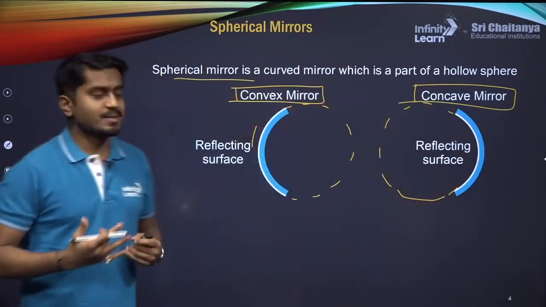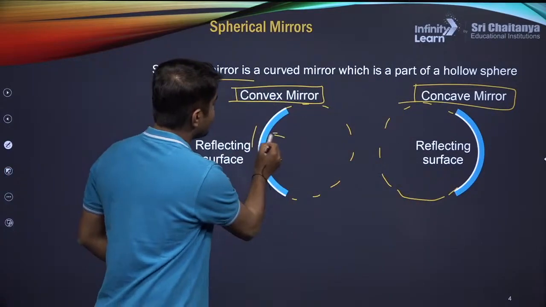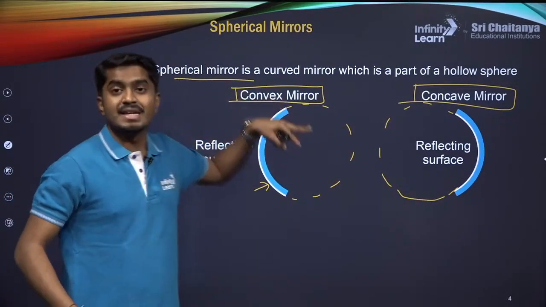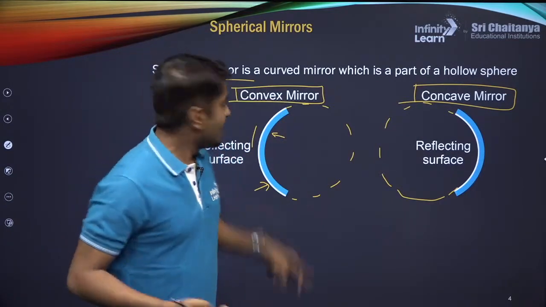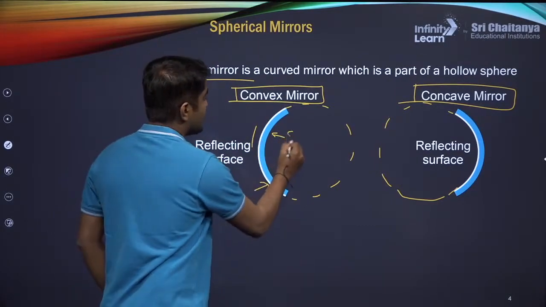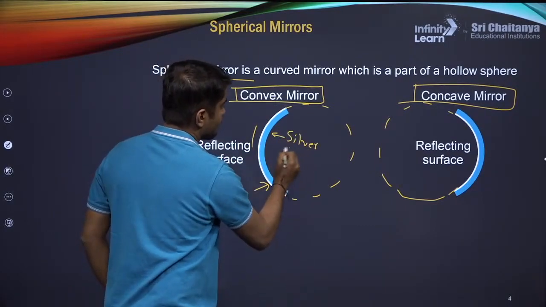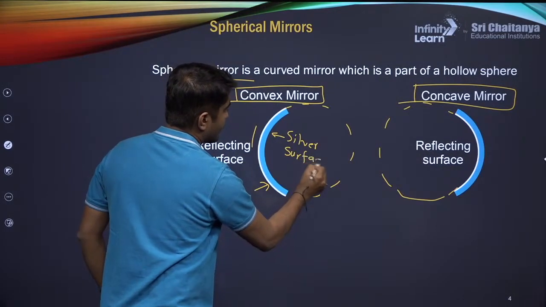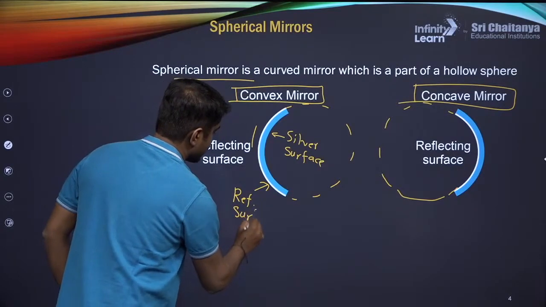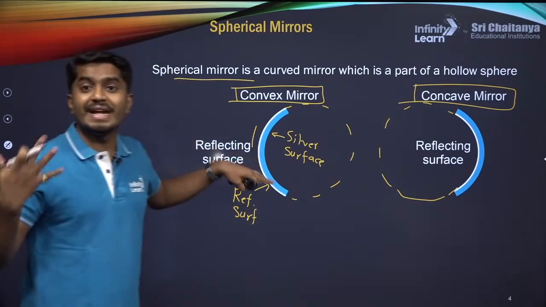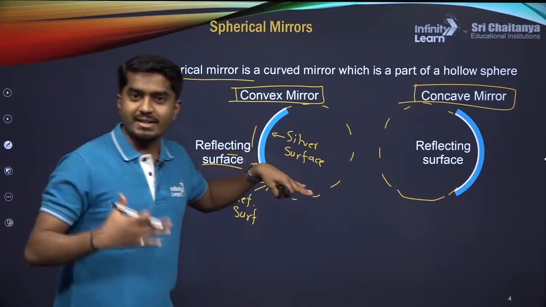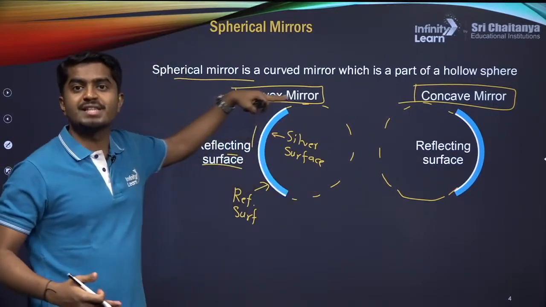What is the difference? You see this blue side and there is a white side here, right? This white surface is the reflecting surface and this blue one is the silver surface. If the reflecting side is outside, then we call it a convex mirror.